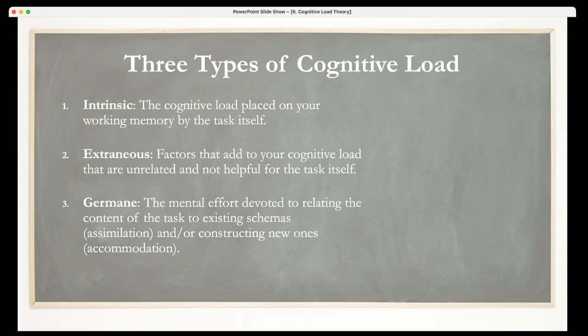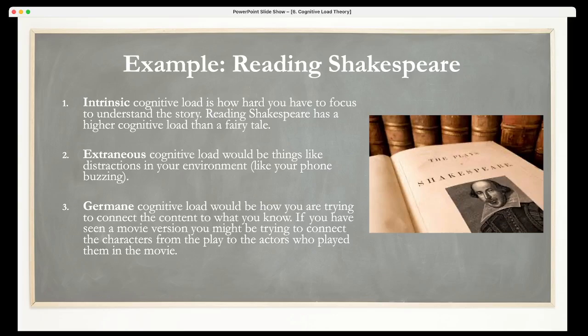Okay, so chalk talk. What are the 3 types? Here are some examples of reading Shakespeare. The intrinsic cognitive load is like you have to think really, really hard. The task itself requires a lot of mental effort just to comprehend what's going on in the story, because of the words and the language, and it's not what we're used to. Extraneous cognitive load would be anything else that is not helping, that's not related to comprehending Shakespeare, like your phone buzzing or your mum yelling at you, hey, come and get dinner.